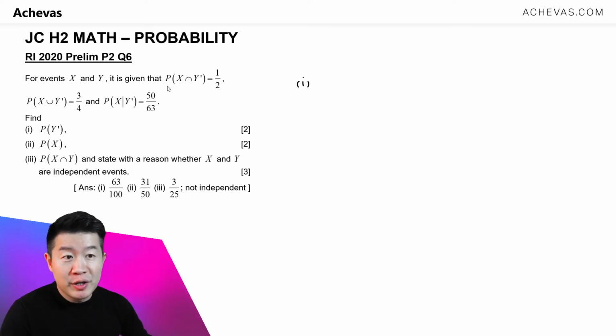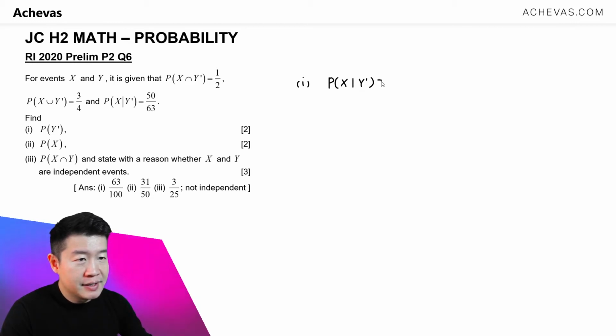In part 1, we are going to make use of this conditional probability that was given. So the probability of x given y prime. This is given to us as 50 over 63. And we have the formula for conditional probability. I'm going to apply it here, which means that the probability of x and y prime divided by the probability of y prime. This is equal to 50 over 63.